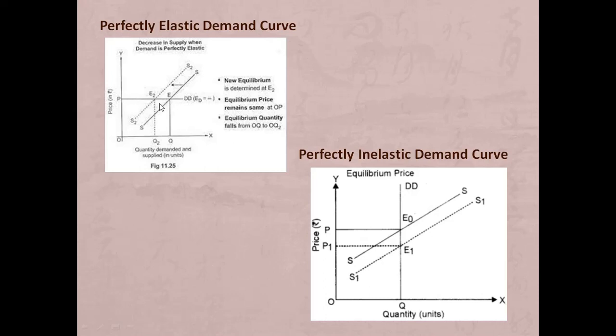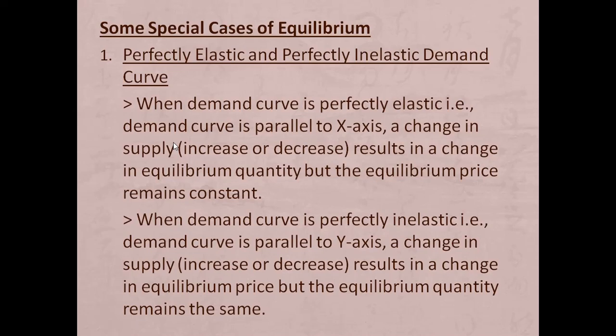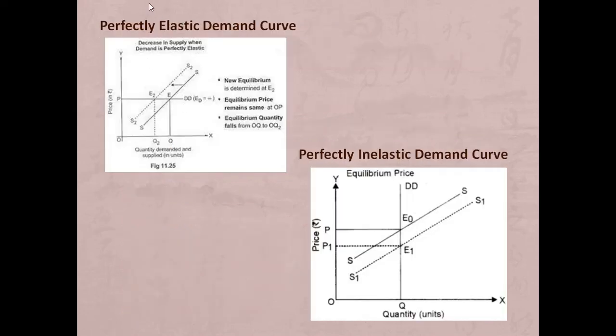This is your demand curve, DD, which is parallel to your x-axis. This is your x-axis, and the demand curve is parallel to the x-axis. Now here, if the supply is changing, the price will remain constant, but the quantity demanded will change, only in case of a perfectly elastic demand curve.